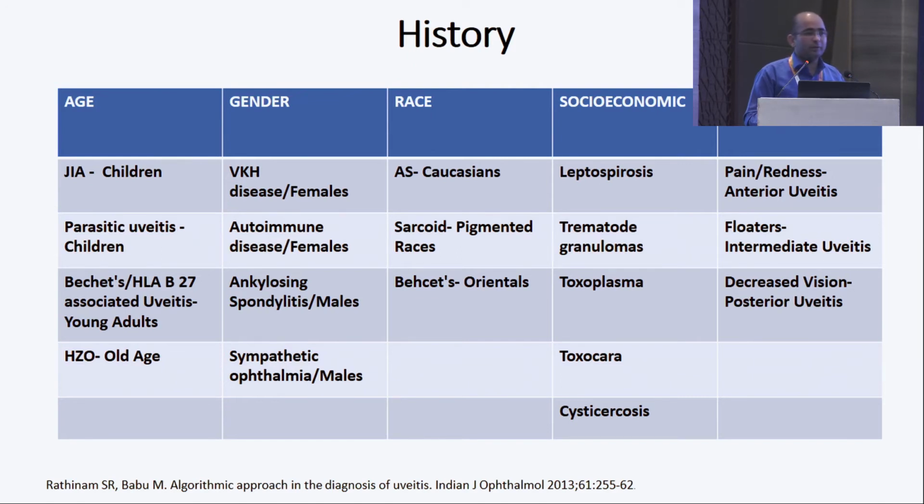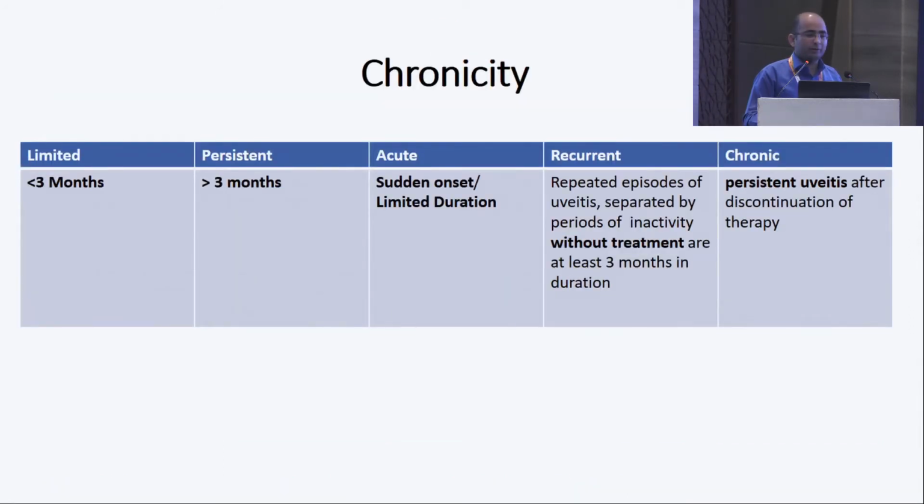Also, ocular symptoms themselves can help us in localizing the disease, although this is not absolute. Pain and redness are more commonly seen in anterior uveitis, floaters in intermediate uveitis, and as the retina and choroid are involved in posterior uveitis, decreased vision can be the initial symptom of the patients.